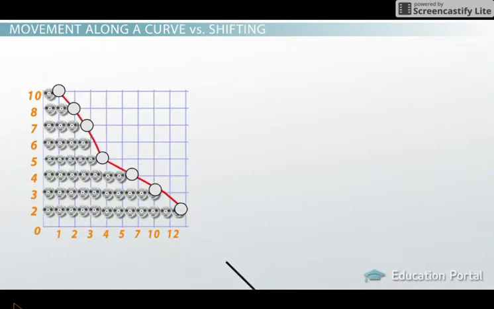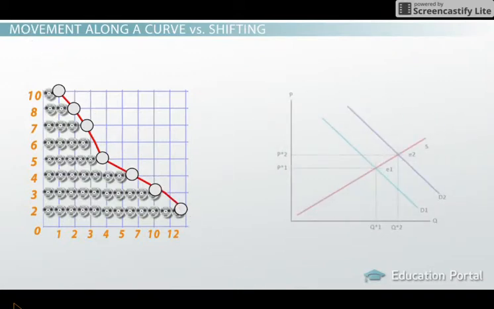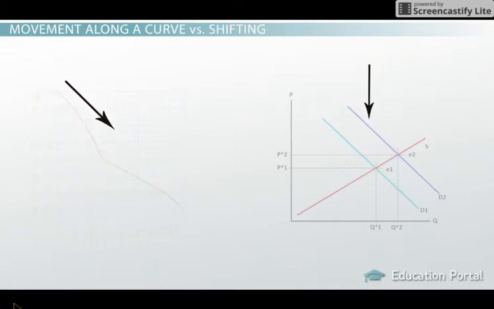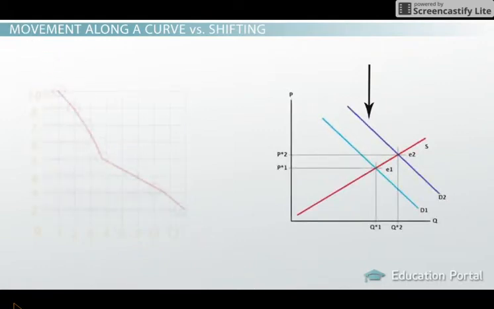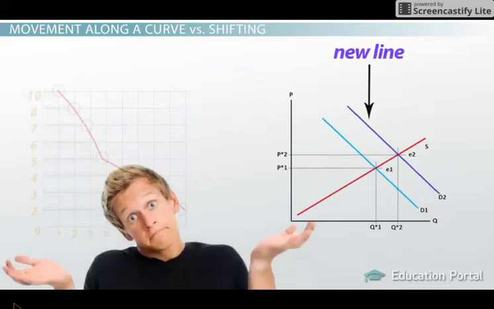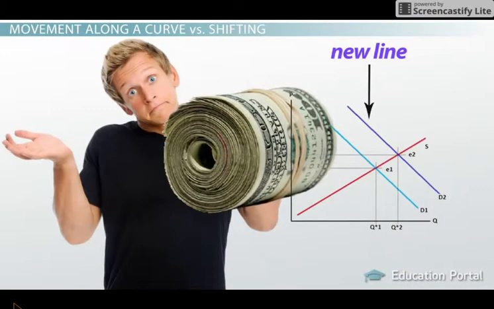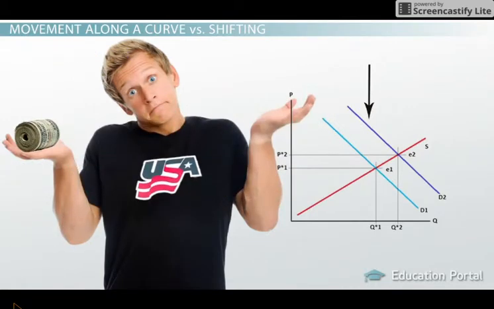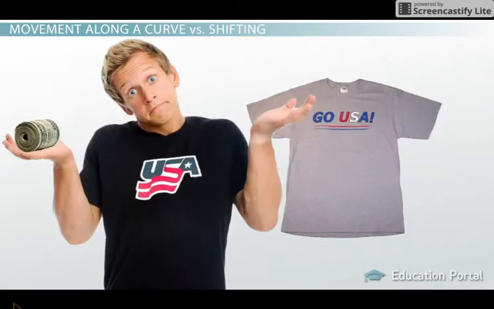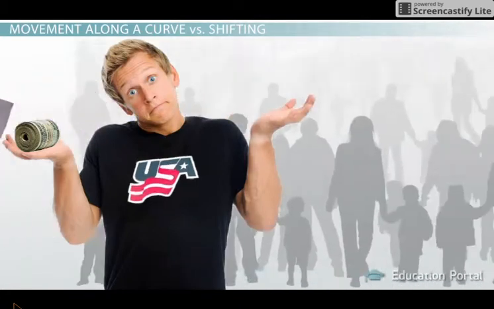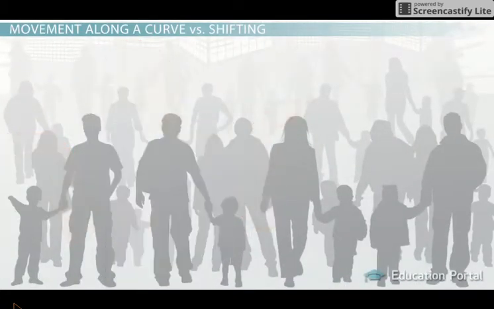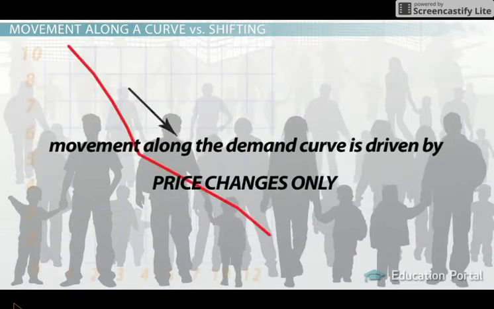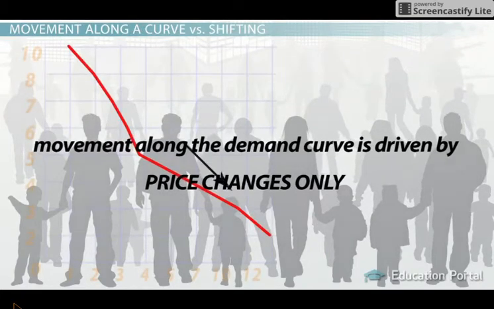Note that it's important to distinguish between movement along a demand curve and a shift in a demand curve. Movements along a demand curve happen only when the price of the good changes. Demand curve shifts and an entire new demand line is drawn when things like changes in personal income, changes in taste and popularity of a product, changes in price of substitute goods, or population increases happen. Remember, movement along the demand curve is driven by price changes only.